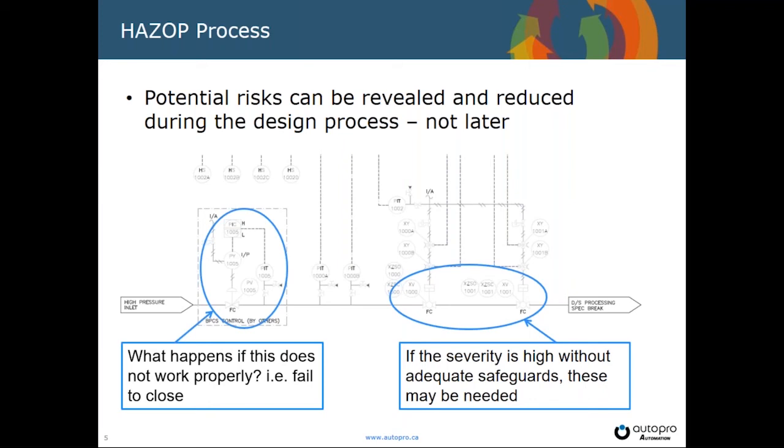So on the left side, we take a look at a pressure controller there, and if that pressure controller does not work, what happens? And if the consequence and the severity of that is high enough, then on the right side, we might have to add some ESD valves. So as an example.